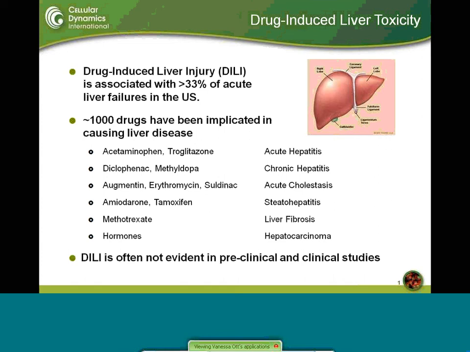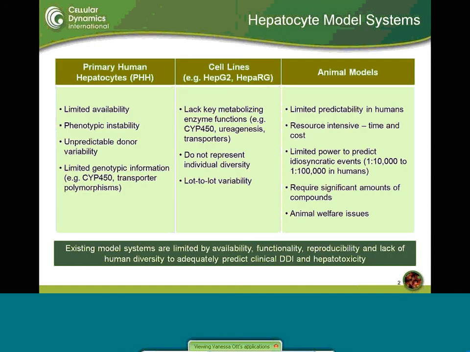And there are roughly 1,000 drugs that have been implicated in causing liver disease. Some of the more known drugs are shown here on this slide and result in liver diseases ranging from acute and chronic hepatitis to hepatocarcinoma. Importantly, drug-induced liver injury is often not evident in preclinical and clinical studies.